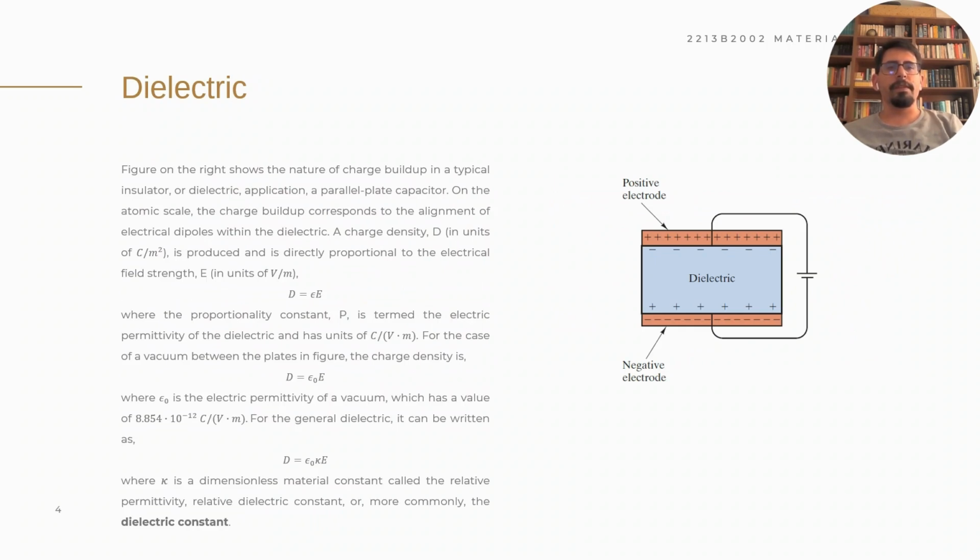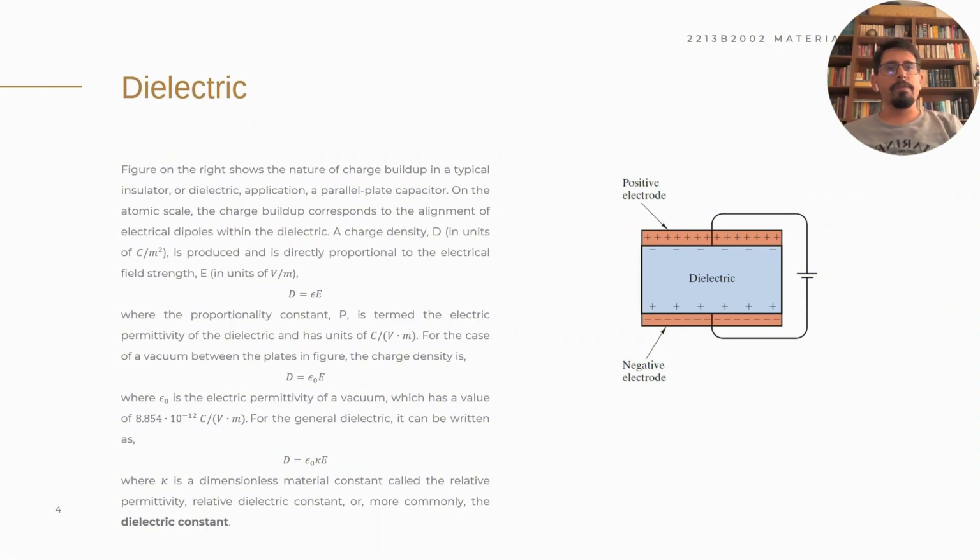When an electric field is applied, tiny dipoles inside the material line up with that field. This causes charge to build up. We describe this buildup using something called charge density, and it increases as the electric field increases. There is a key relationship here. Charge density equals the electric permittivity of the material multiplied by the electric field.